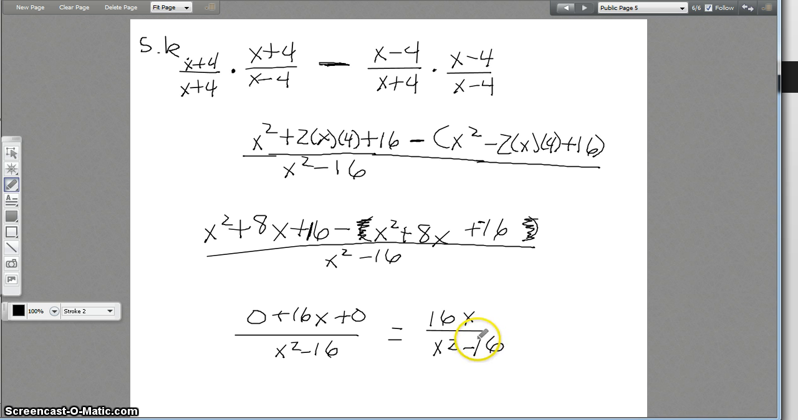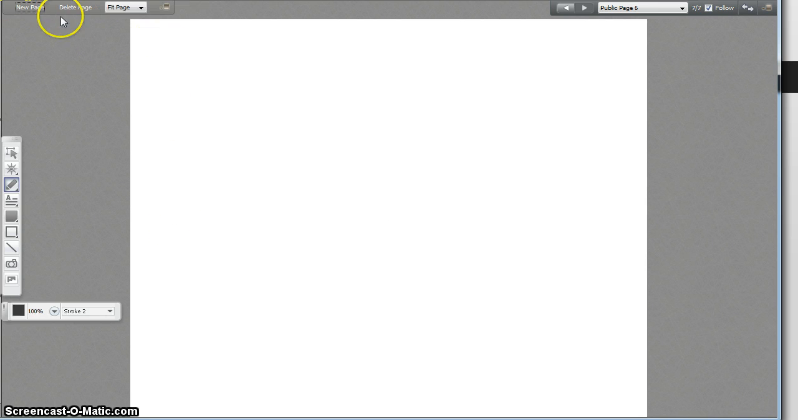Which is not the answer that I got before when I worked out 5K. Oh, because this isn't actually 5K. Okay, so what problem did I actually work out? This is 5L. I am so sorry. This is 5L that I was working out here. So we get 16x over x squared minus 16. Sorry, I wrote down the wrong part number. This is number 5, part L, not number 5, part K. So now I'll do number 5, part K, because clearly that's the one that I intended to do next, and I wrote down part L instead.